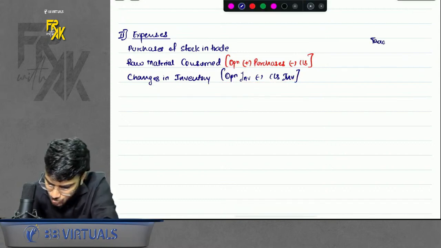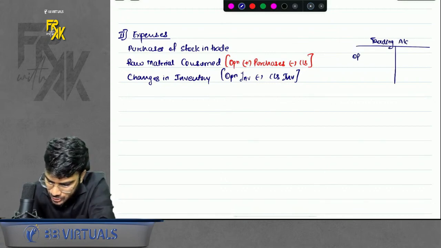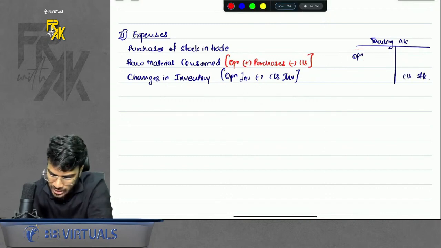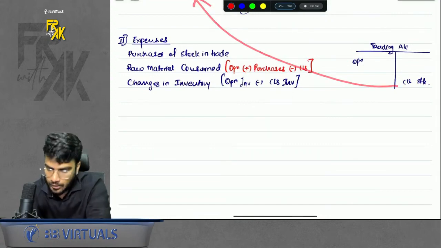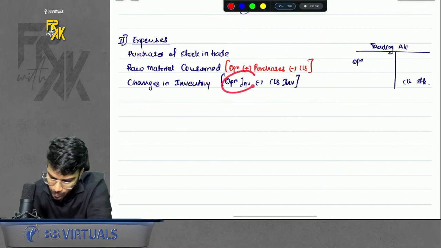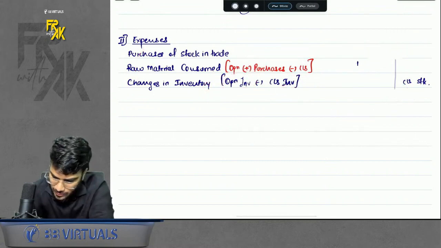Do you remember we used to prepare trading account? So we used to write down opening stock here and we used to write down closing stock in the income side. So under the schedule 3 format, what we do is we do not write the closing stock under the income head. What we do is we show the net balance under expense side. So that is why we do opening less closing. Clear? Okay, sir. Absolutely clear.